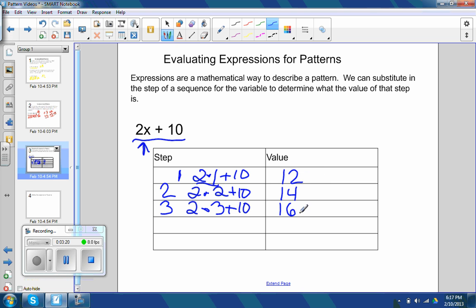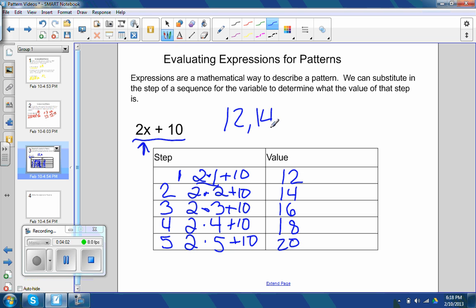Now we might describe this sequence as just adding 2 each time, but an interesting point to think about is that we started with at least 10, so every step has to be above 10. I'm going to try this with 4. 2 times 4 plus 10, and of course that's going to give me 18. And we'll try it with 5. 2 times 5 plus 10 gives me 20. So if I'm asked to give the first 5 numbers in this sequence, I would write it out as 12, 14, 16, 18, and 20.